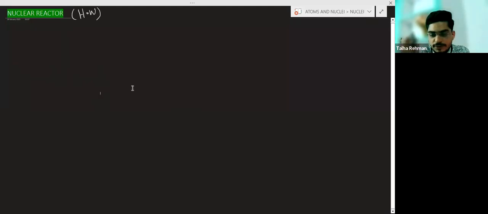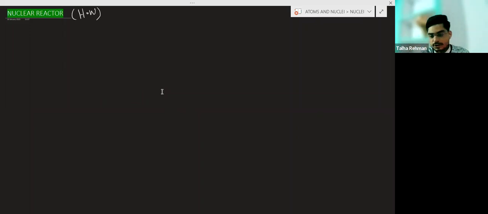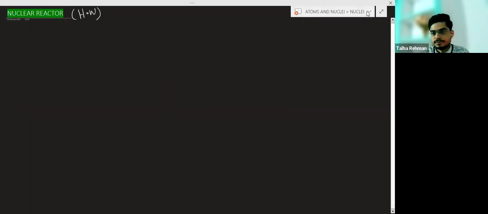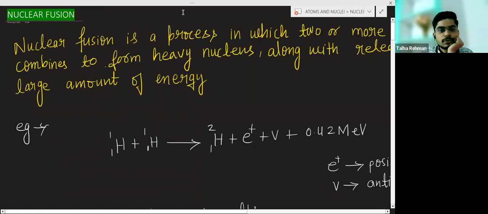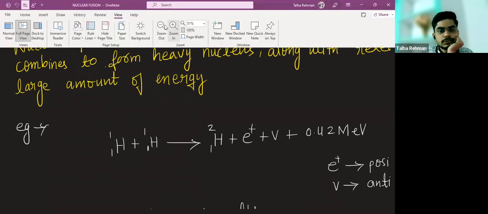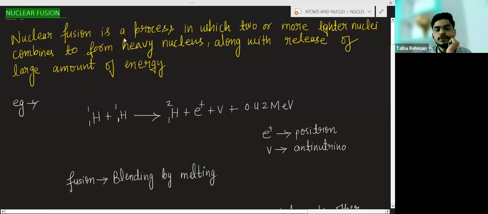Nuclear fusion. In nuclear fusion, basically what happens? In nuclear fusion, 2 lighter nuclei will combine to form heavier nucleus. Nuclear fusion is a process in which two or more lighter nuclei combine to form heavy nucleus.